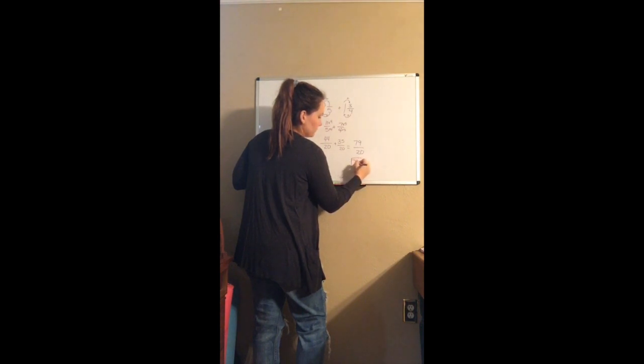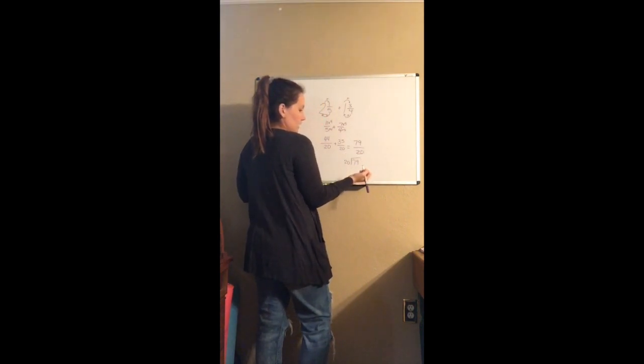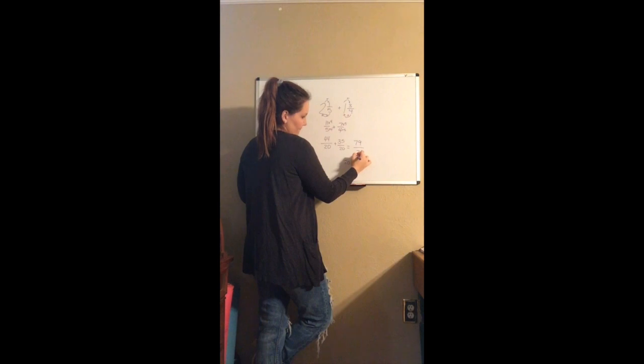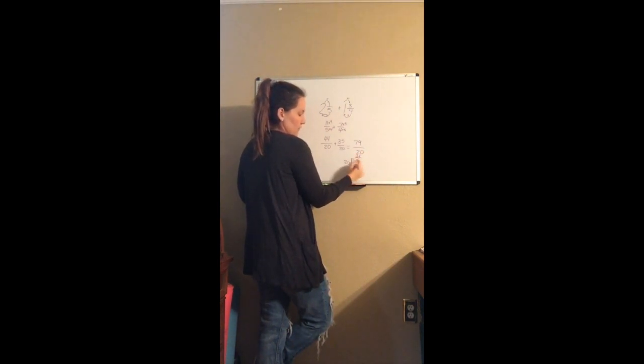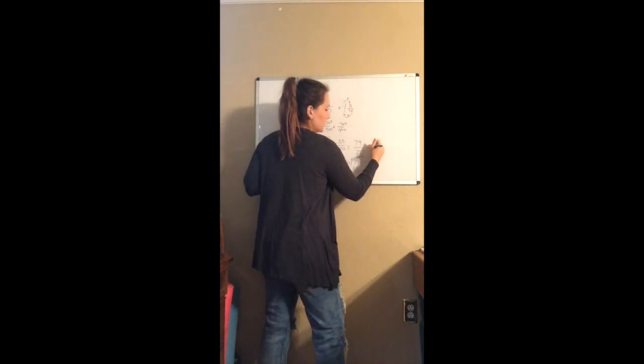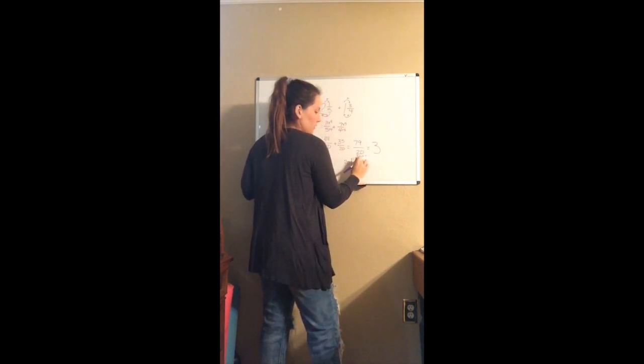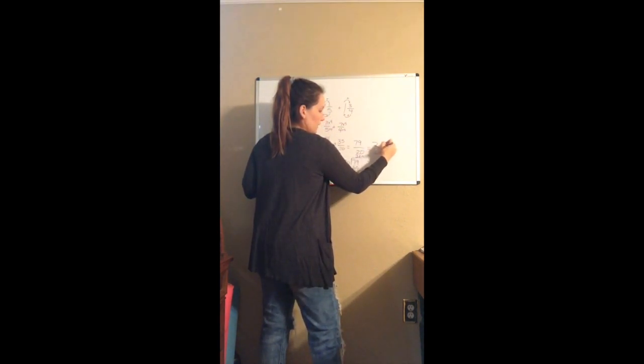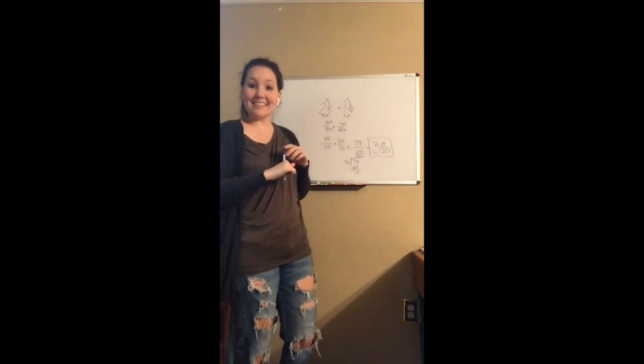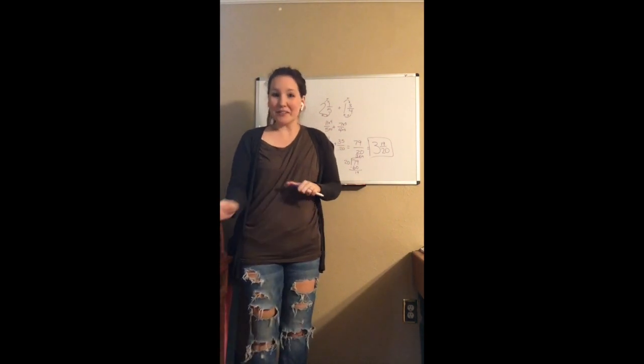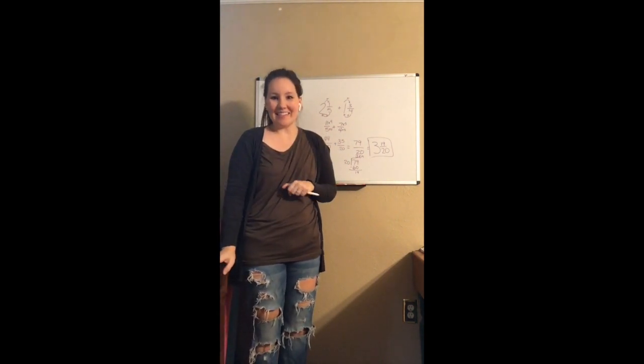79 divided by 20 will give me 3 with a remainder. So 20 times 3 is 60. I subtract those, it'll give me a remainder of 19. So this 3 is my whole number. Remainder is my numerator. Denominator stays the same. So we get 3 and 19/20. So let's go ahead and have you guys try this next example on your own.